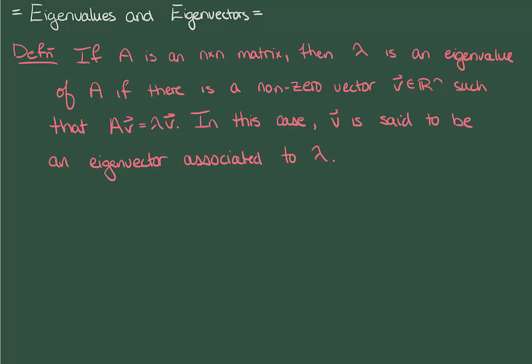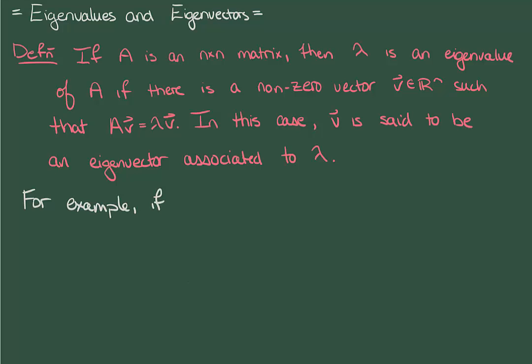Here's how they work. If you're given a square n by n matrix A, we say that lambda is an eigenvalue of A if you can find a non-zero vector v such that Av is lambda v. In that case, we say that v is an eigenvector associated to the eigenvalue lambda. Now in practice, a single eigenvalue will have infinitely many eigenvectors associated to it, and we'll see why this is true when we learn how to actually find eigenvectors.